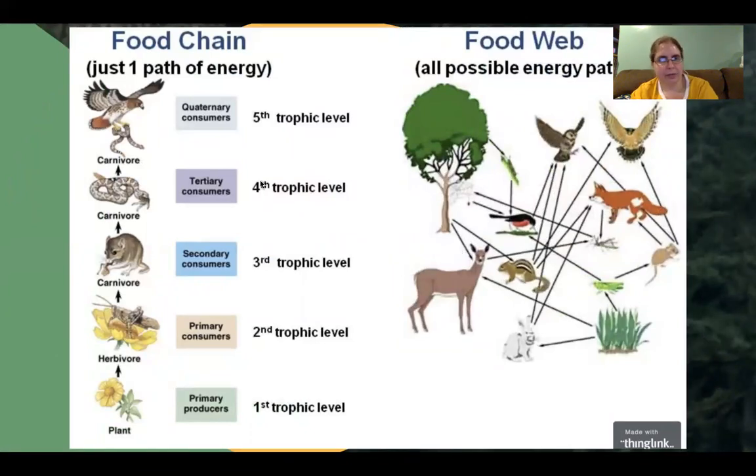So here we have the source of energy going in one direction versus all possible pathways that interconnect, intertwine, and overlap. Very, very busy.